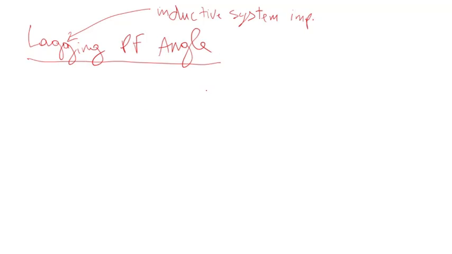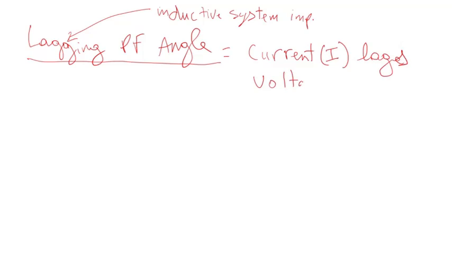In other words, when we are saying lagging, really what's implied is the current, if we denote that with I, current lags voltage V. So anytime you hear the word lagging, leading, it's current with respect to voltage. So lagging power factor angle or lagging power factor means the current is lagging behind the voltage.